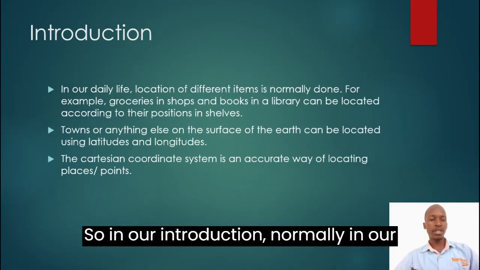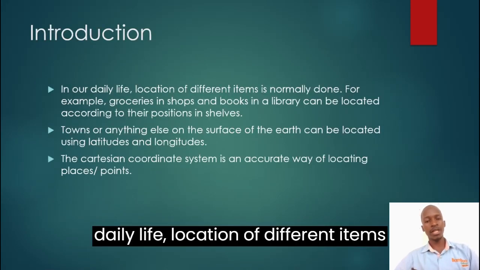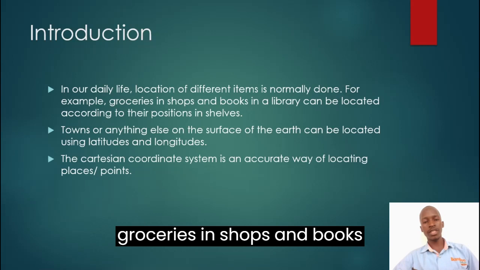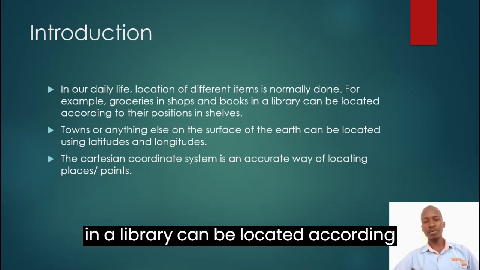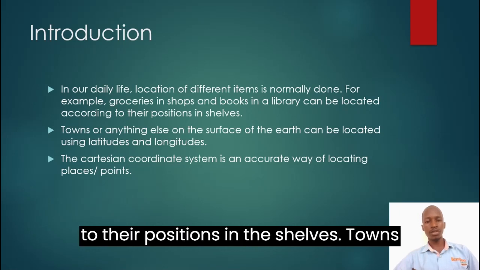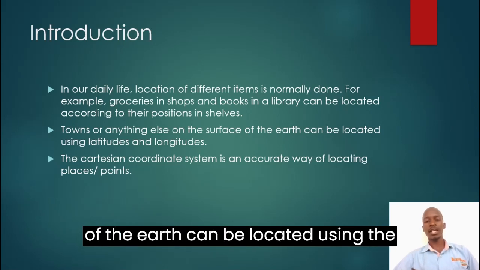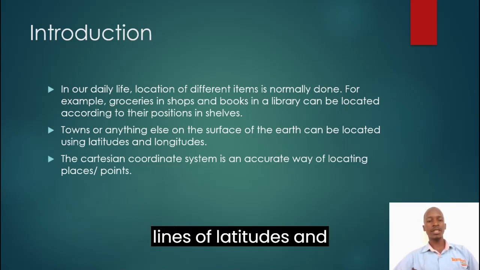So in our introduction, normally in our daily life, location of different items is normally done. For example, groceries in shops and books in a library can be located according to their positions in the shelves. Towns or anything else on the surface of the earth can be located using the lines of latitudes and longitudes.